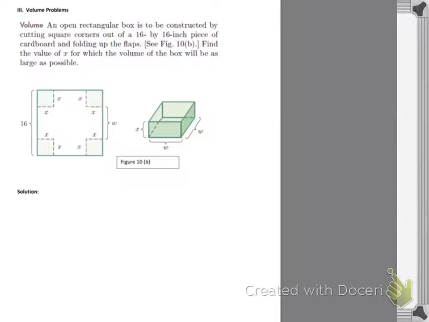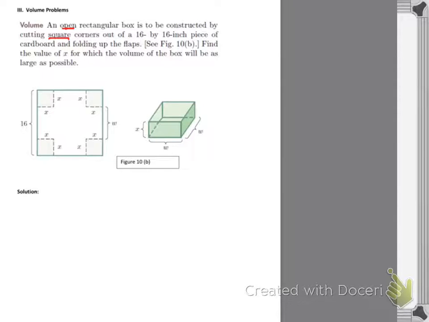All right, for our last problem in this section, it's a volume problem. It says an open rectangular box. So open is a key word here. A rectangular box is to be constructed by cutting square corners out of a 16 by 16 inch piece of cardboard and folding up the flaps. So you see what you're doing? You are cutting square corners, so that's important as well. So find the value of x for which the volume of the box will be as large as possible.